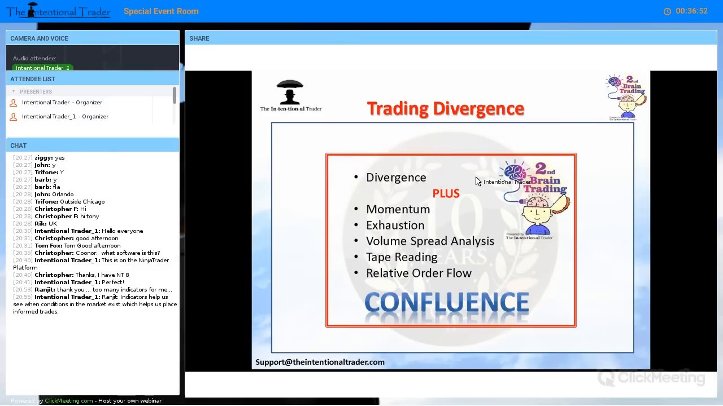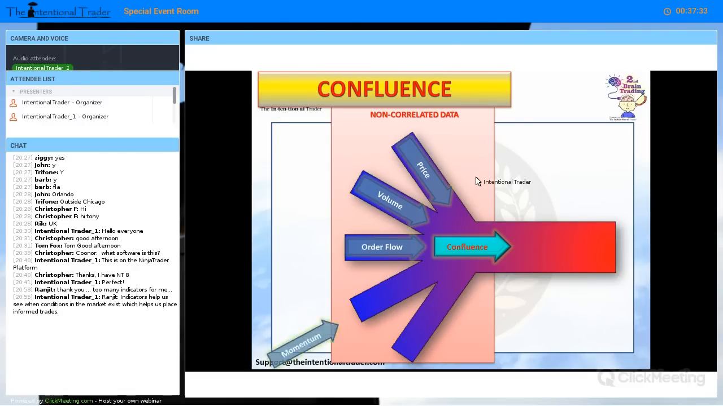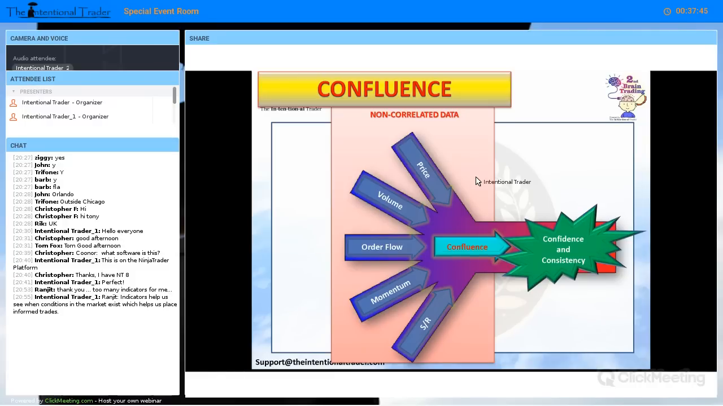This creates a confluent condition, meaning rather than just trading divergence, momentum, exhaustion, and VSA, why don't we just trade them all? Put it all in there and say when all of these suggest that something is about to change, then we have a confluent condition. Okay? Confluence is the key. Confluence of non-correlated data like price and volume and order flow and momentum. We also use support and resistance. When they all come together to suggest the same thing is about to happen, that builds confidence. And with confidence comes consistency.